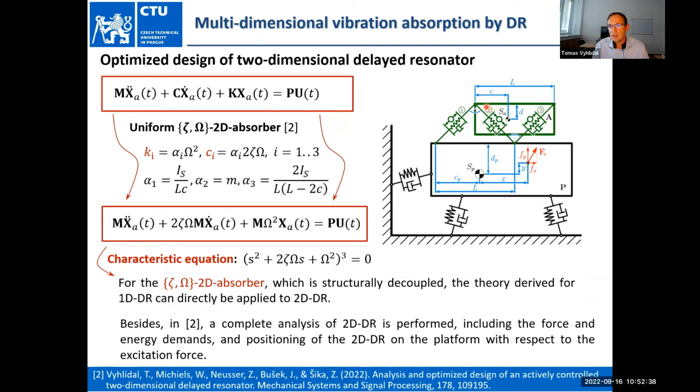So in the previous work, we just considered that they can be general, but here we show that if they are selected properly, using these rules, with respect to the target natural frequency and damping of the absorber, mechanically, the absorber can be decoupled, and then we arrive at a design problem which is identical to the one-dimensional delayed resonator. So it greatly simplifies the synthesis.